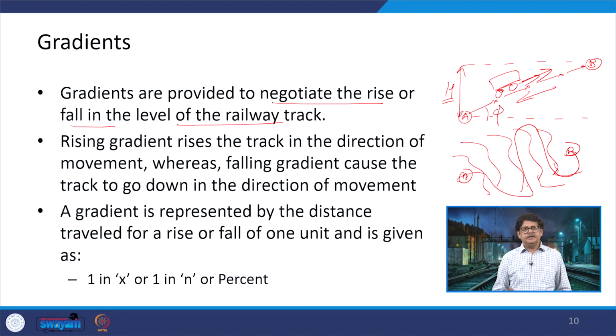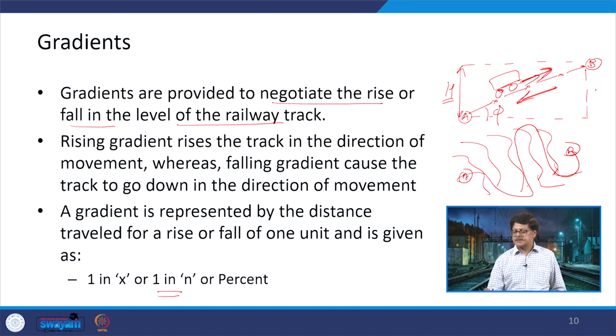Now, a rising gradient raises the track in the direction of movement, whereas a falling gradient causes the track to go down in the direction of movement. That is what I showed with these arrows. This gradient can be expressed in terms of an angle, or in terms of say 1 in n or 1 in x. That means we are saying that we are going up.